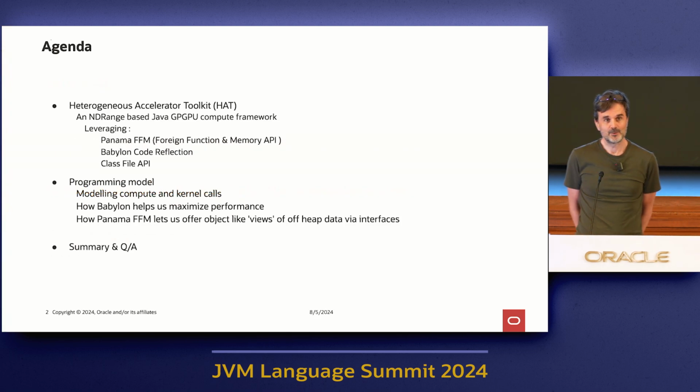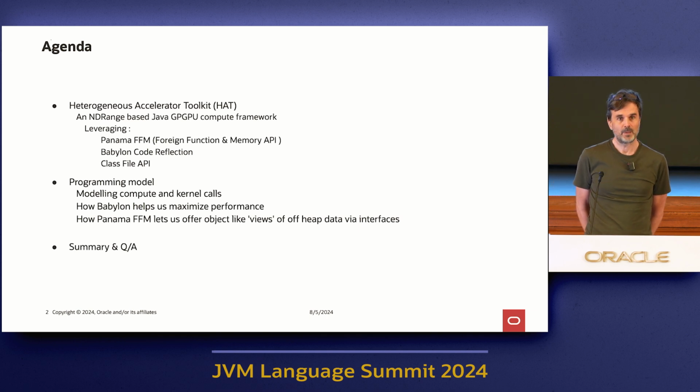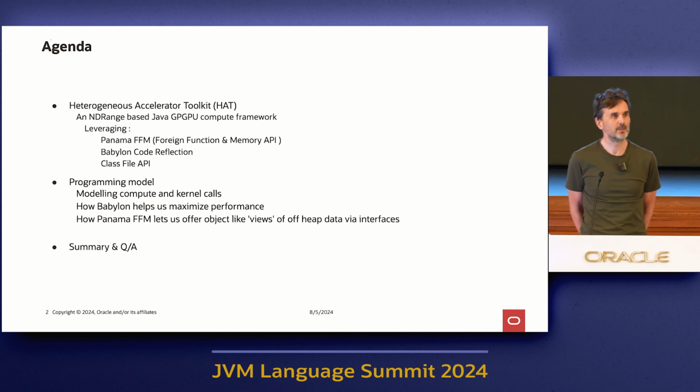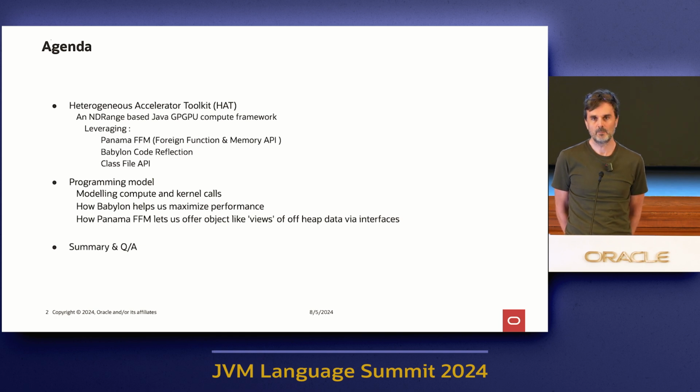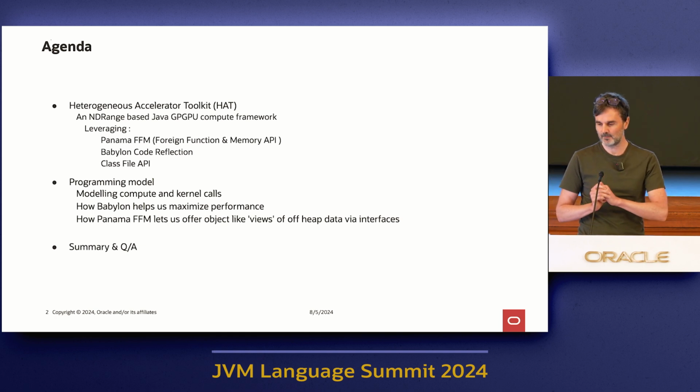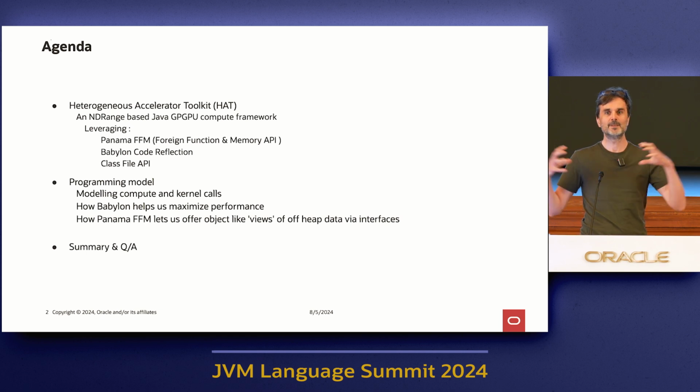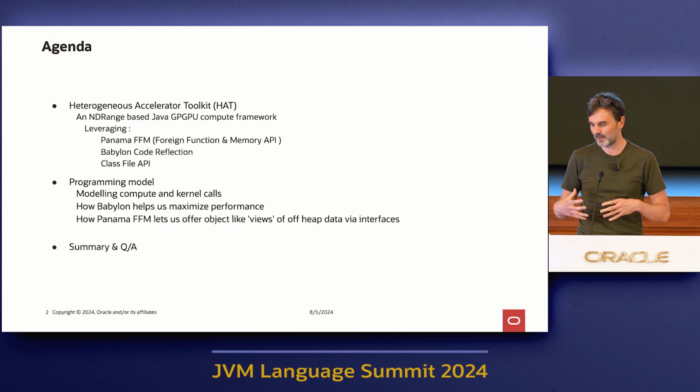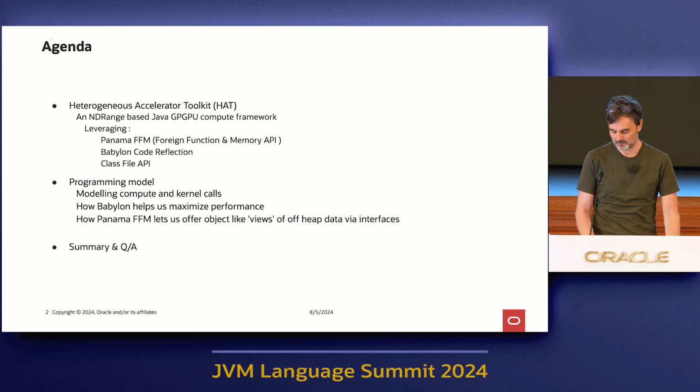So I'm obviously going to talk about HAT, about what it is, and I'm going to, at a high level, talk about the programming model, which is related to Brian's question. I hopefully will help answer some aspects of Brian's question about this, and explain how the Babylon and Panama actually help this. I always envisioned when we started Babylon that Panama plus Babylon would be greater than the sum of the parts, and I think this project tends to prove that out.